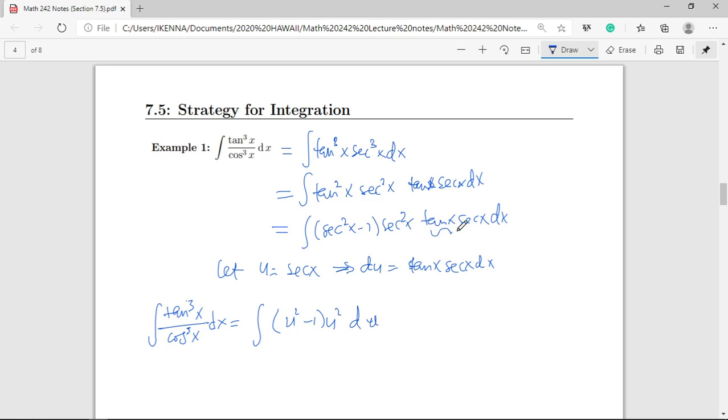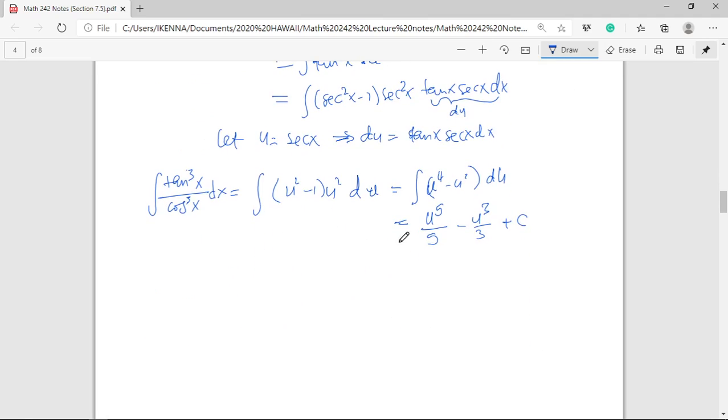This whole thing here is du, which I can write as u to the power of 4 minus u squared, all into du. And what's my u? This integral becomes u to the power of 5 over 5 minus u to the power of 3 over 3 plus the constant c. And then take everything back to x. That would be secant to the fifth over 5 minus secant cubed over 3 plus c, and that'll be all.